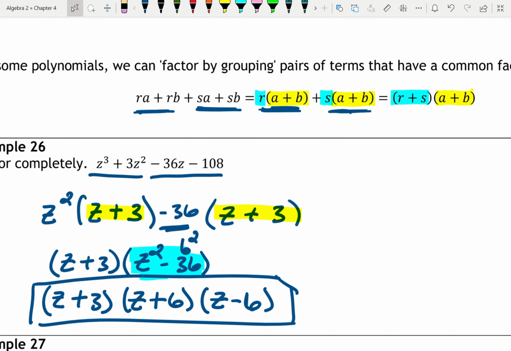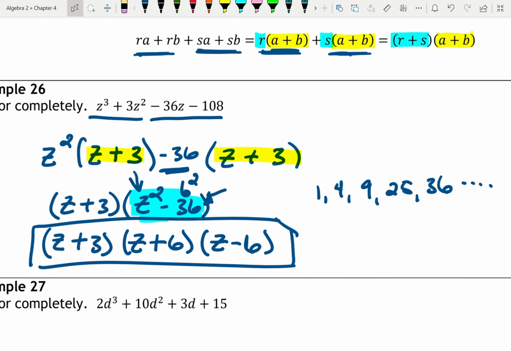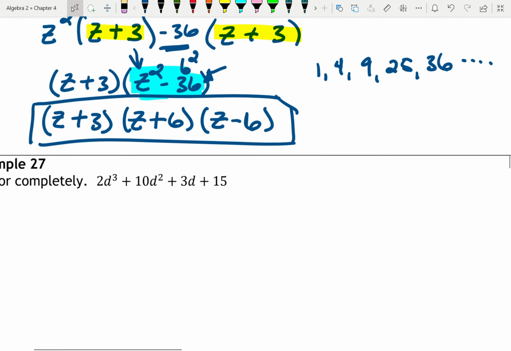So you always want to be on the lookout for any time you have a variable squared and then a number squared. So 36. The numbers you should be on the lookout for would be 1, 4, 9, 25, 36, and so on. You can look at your other perfect squares. If you see those numbers pop up in your problem, you want to make sure to apply it if there is a difference of two squares. All right, that's 26, 27.